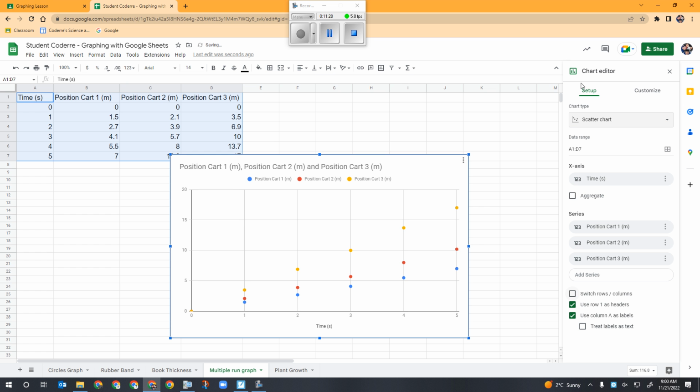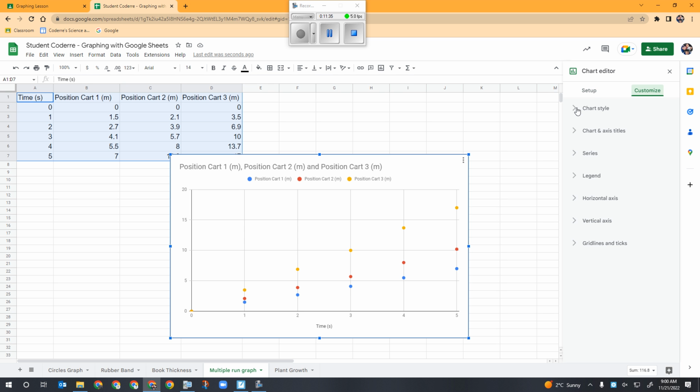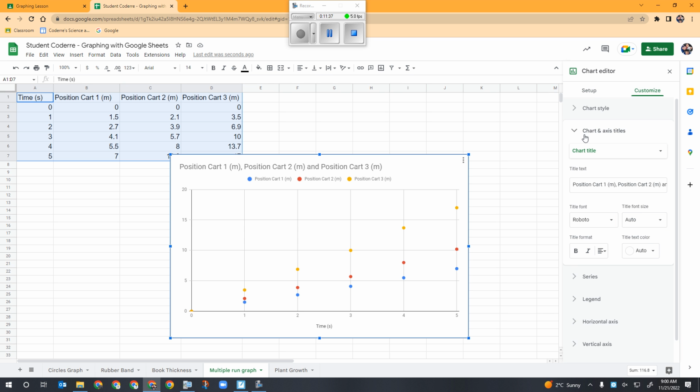I'm just going to make this bigger so you can kind of see what I'm doing. All right. So I'm going to go over to customize now because I've got to fix my graph. The chart axis and titles is probably the first thing that I should change. You can do that in two ways. You can click here in title text, or you can just go directly here and type it in yourself.